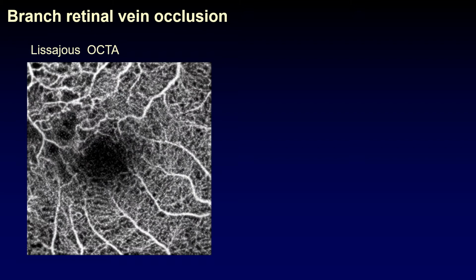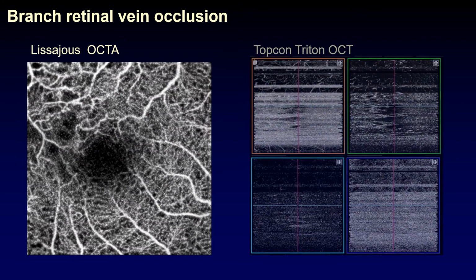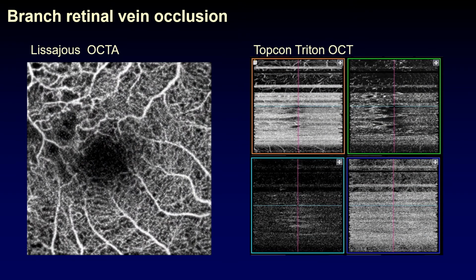Here is a case of BRVO. As you may see, fine vasculatures are revealed without motion artifacts. The same subject was scanned by a raster scan, but due to the severe eye motion, the OCTA was nearly unrecognizable. So, the motion-free Lissajous OCT is promising. However, its field of view is still up to 3 to 4 mm.